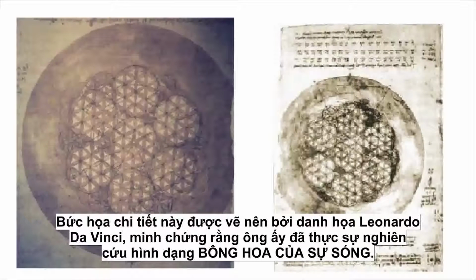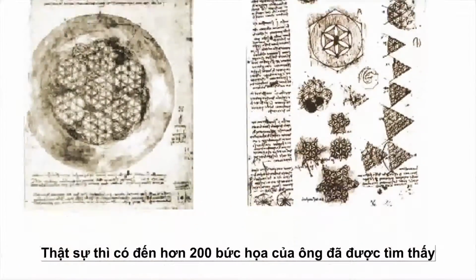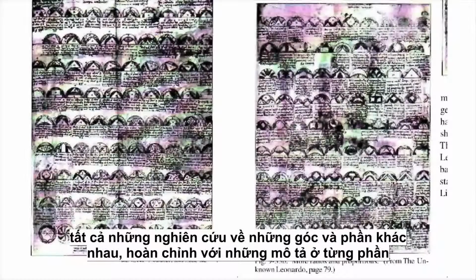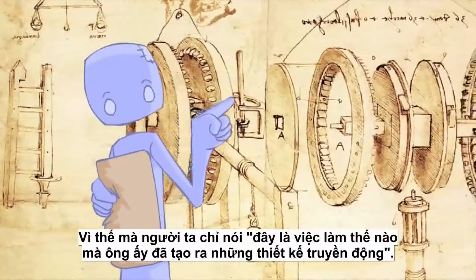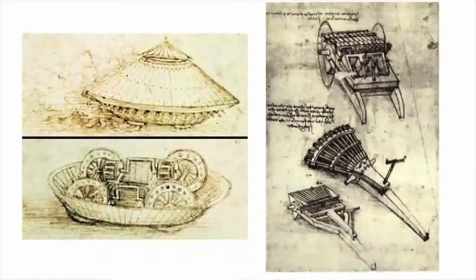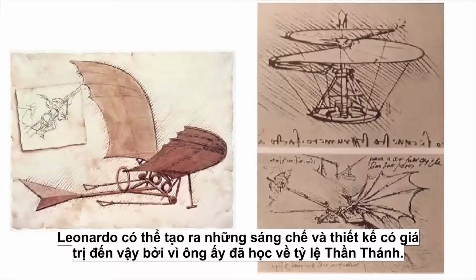This intense drawing was done by Leonardo da Vinci, proving that he actually studied the flower of life form. In fact, over 200 drawings of his were found, all studying different angles and proportions, complete with descriptions of each one. The editor of the book who published these lost drawings didn't really know what they were, so he just said this is how he came up with his gear inventions. Leonardo was able to invent such intricate inventions and designs because he studied divine proportion.